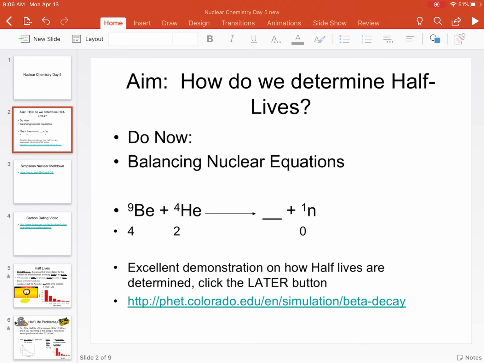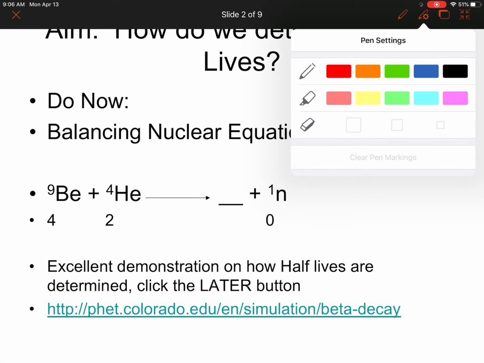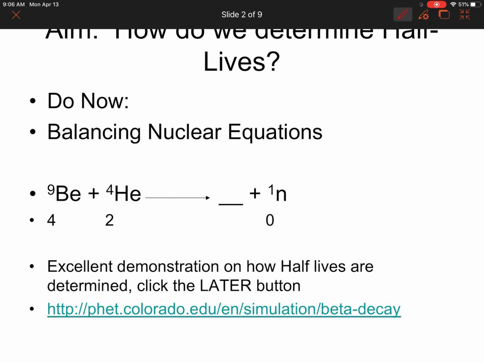Nuclear chemistry, day 5. Here we go. How do we determine half-lives? So the first question is a do now question. Pause the video and do the do now question.